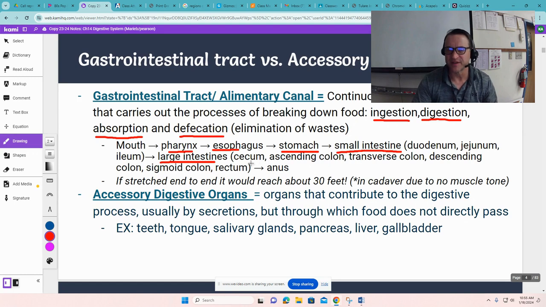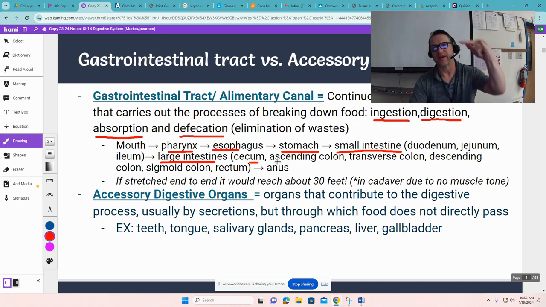And remember the parts of the large intestine, also called the colon. You have the cecum. So when it goes from the small intestine to the large intestine, the last part of the small intestine is the ileum. The first part of the large intestine is the cecum. That little valve between the small and large intestine is called the ileocecal valve. Ileum, cecum.